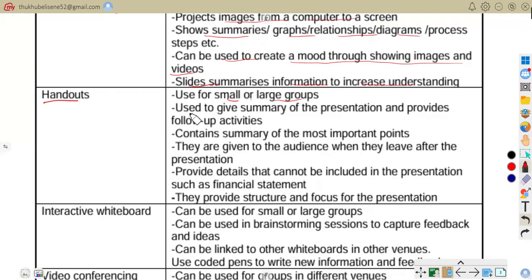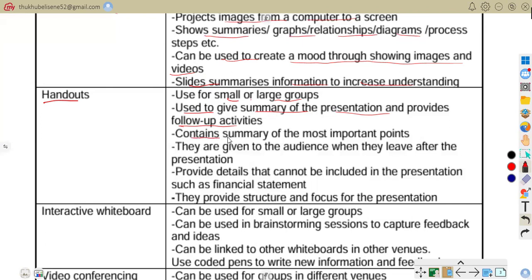Handouts are used to give a summary of the presentation and provide follow-up activity. Meaning to say they remind the audience of the main points and may include exercises. That is why we're saying they are used to give a summary of the presentation and provide follow-up activities.